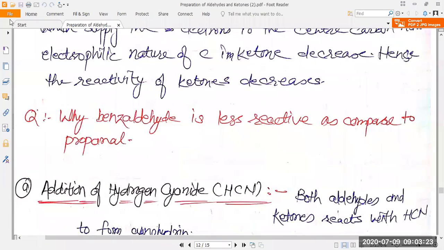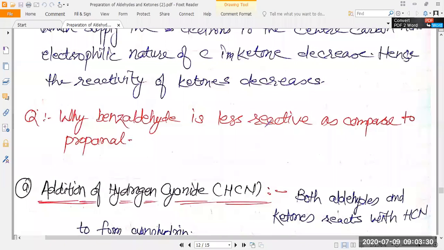Again, this is our textbook question. Why is benzaldehyde less reactive as compared to propanal? See, I am drawing the structure of benzaldehyde. It is the structure of benzaldehyde.